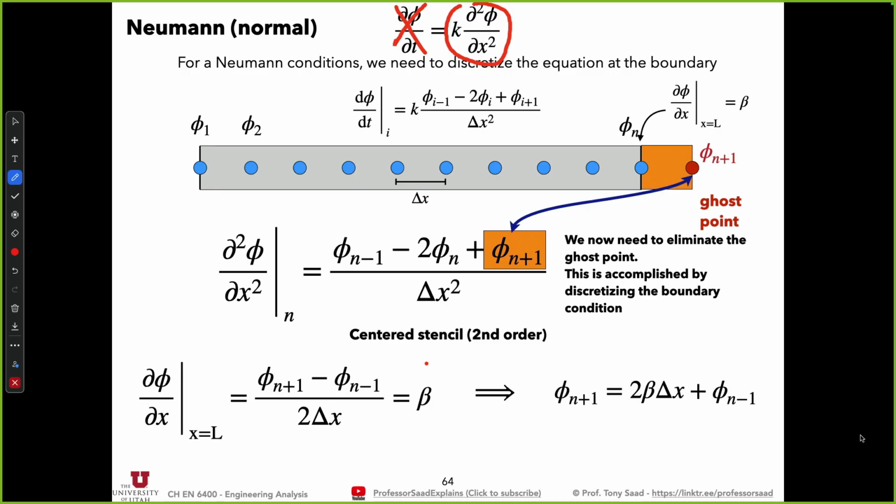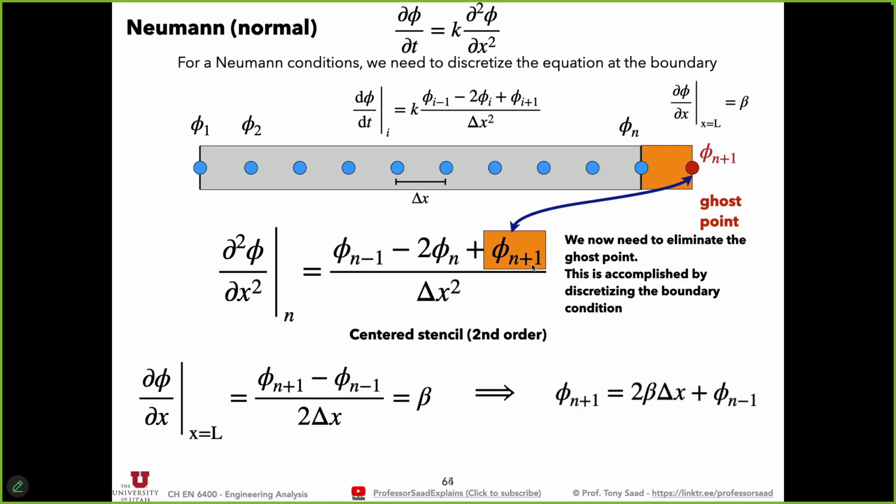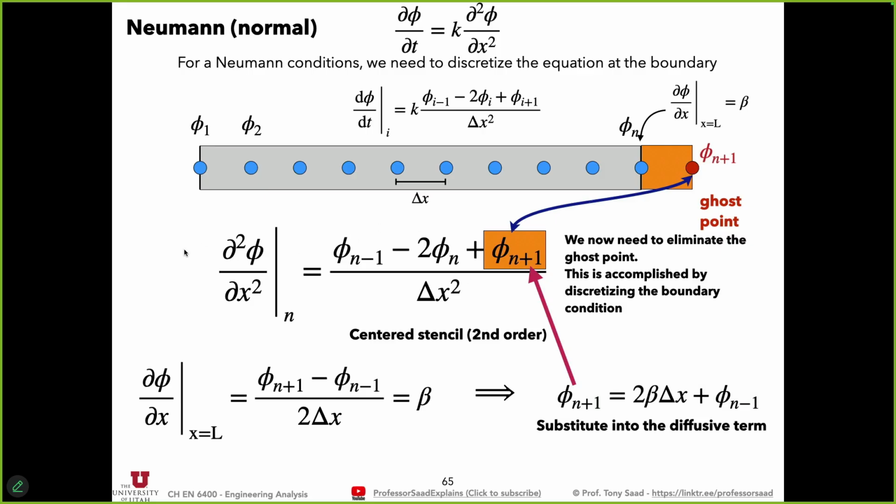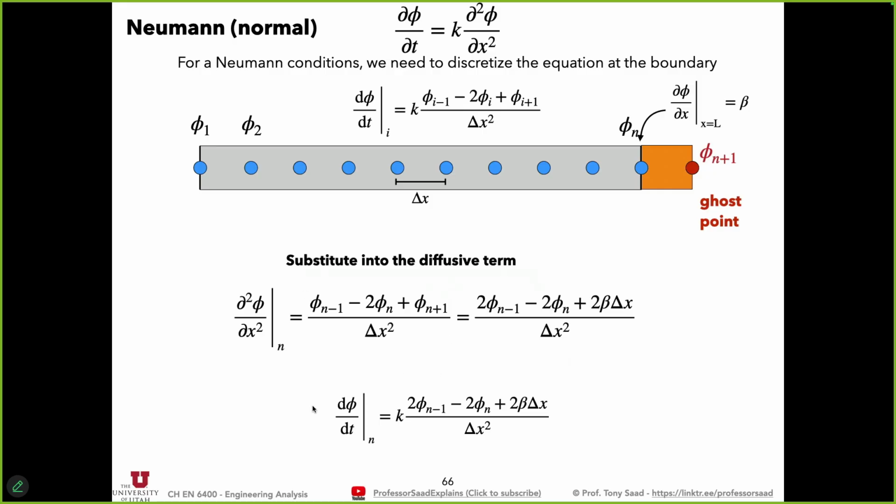And then you invert. So essentially you're inverting this equation to extract phi n plus 1 from it and express it in terms of all of the quantities that we are solving for. So now phi n plus 1 is a function of beta, delta x, and phi n minus 1, which is good. So then we take this phi n plus 1 and plug it back into this equation at the boundary. So this is only the equation at that boundary point n. And you substitute, and you finally get this ODE at point n where there is a Neumann condition.